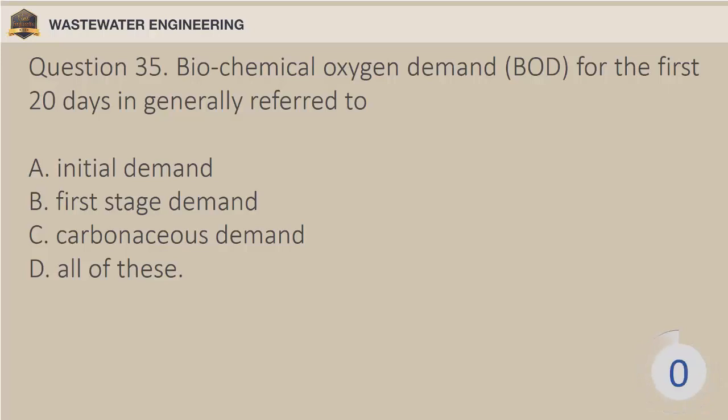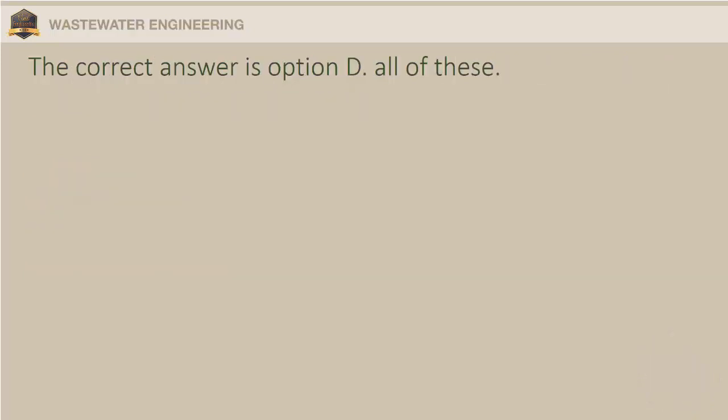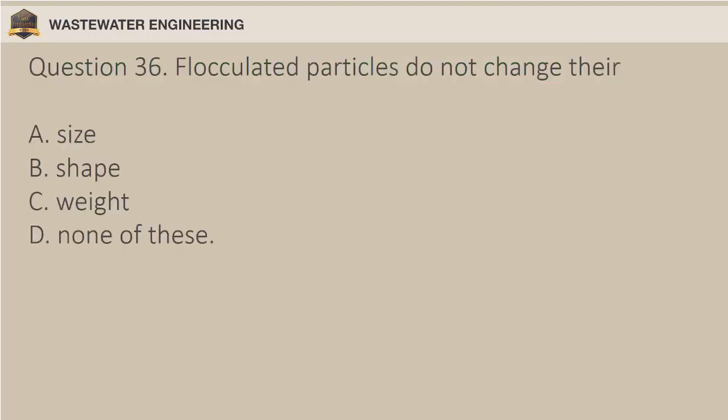The correct answer is option C, 45 m. Question 36. Flocculated particles do not change their A. Size, B. Shape, C. Weight, D. None of these.